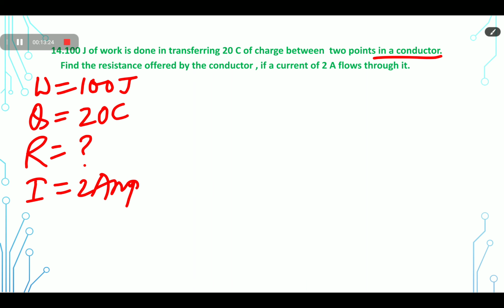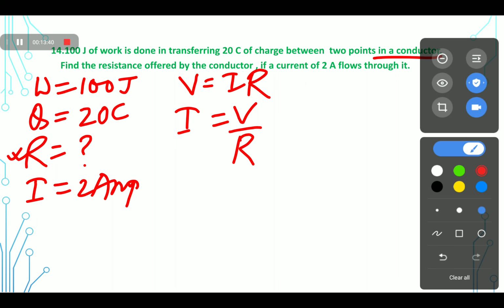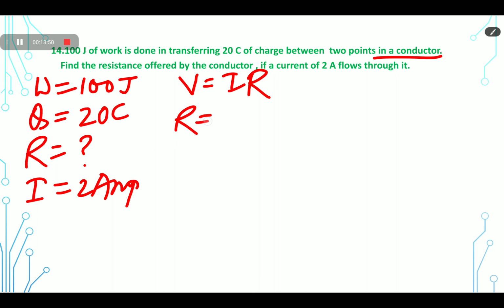So we know that according to Ohm's law, V is equal to IR. Here current is equal to V by R. Sorry, we have to find actually resistance. We have to find resistance, that R is equal to V by I. We have current, but we don't have potential. So by using these two quantities, firstly we will calculate the voltage.